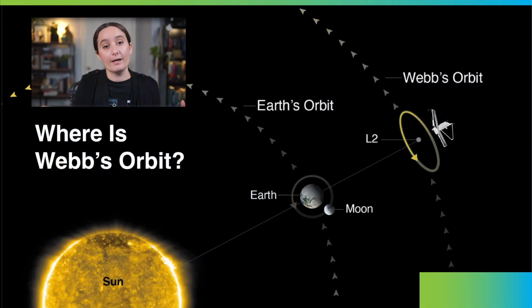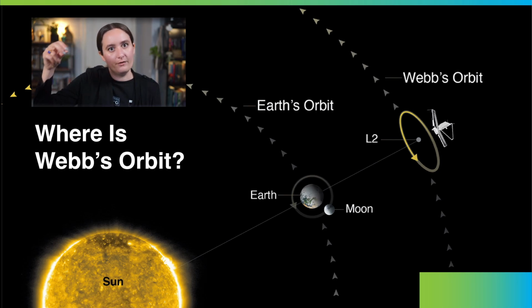So where will Webb orbit? Webb orbits at a point called L2, or the second Lagrange point. That's another fancy word you can use to impress your friends. It's a point where the gravity from the sun and the earth and the moon all balance. It doesn't actually quite orbit at L2, it orbits around L2.